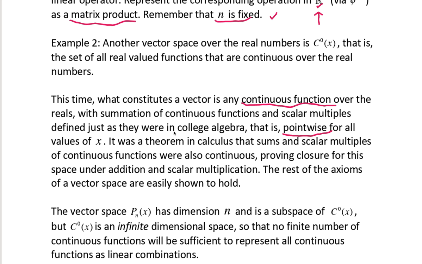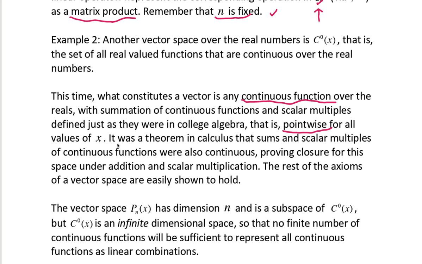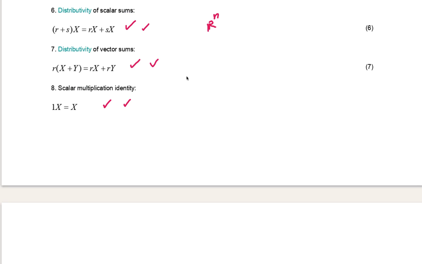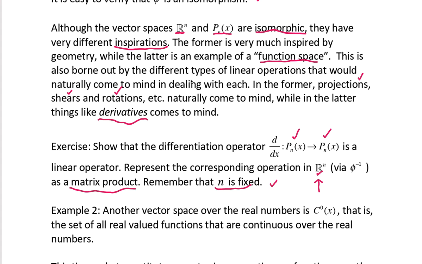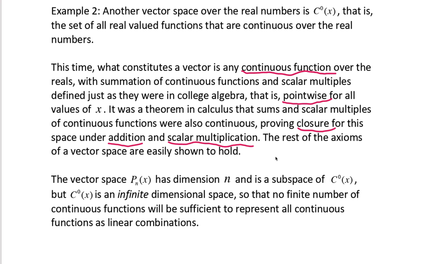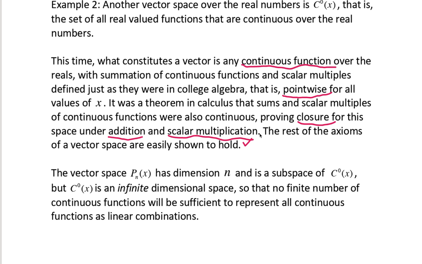Very easy. It's also the fact, do you remember this in calculus, that the sum or scalar multiples of continuous functions is also continuous? That would prove closure for the space under addition and scalar multiplication. The rest of it, like commutativity and so forth, for the axioms of a vector space, remember these, just to reiterate, all of these can be shown to easily hold as well. So it wouldn't be hard, just kind of a drag. But I just say those are easily shown to hold. I think you believe it here.